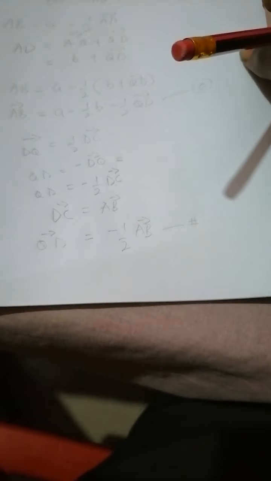So now I have my AB. AB is equal to what? A minus half B minus half QD. So A minus half B minus half QD. And my QD is what? Minus half AB. QD is minus half AB. So I just substitute. So I have AB to be A minus half B minus half into brackets minus half AB. It's just substitution, right?